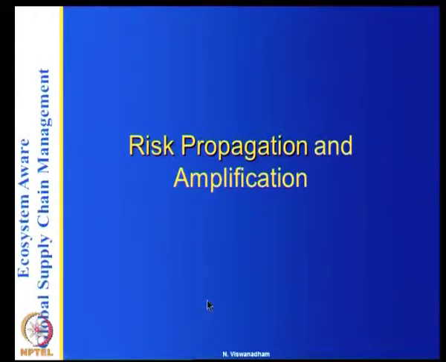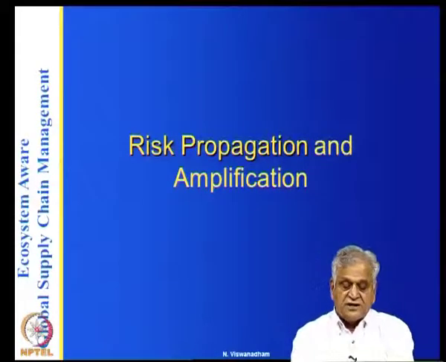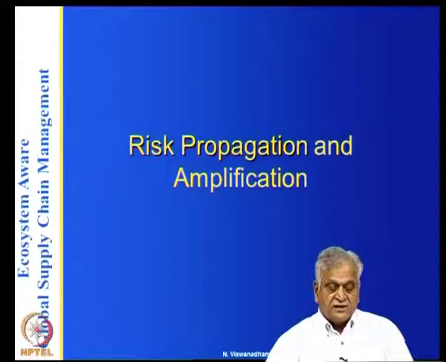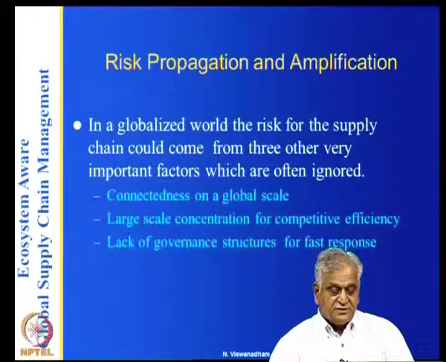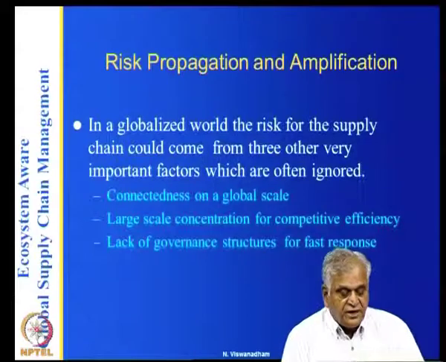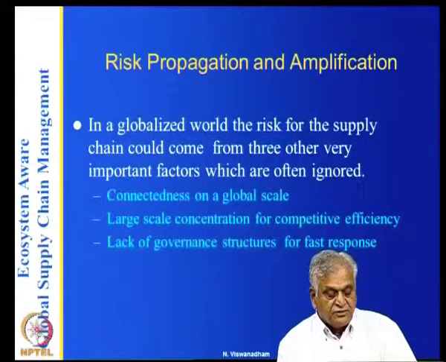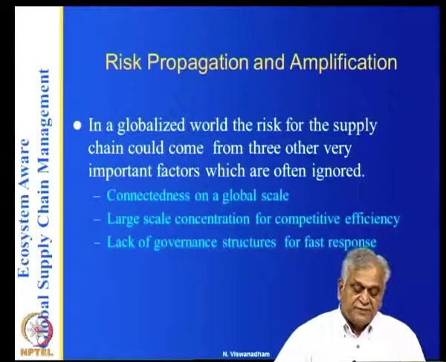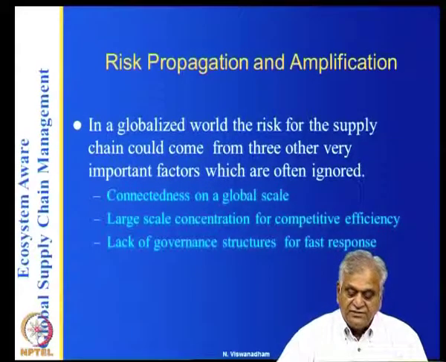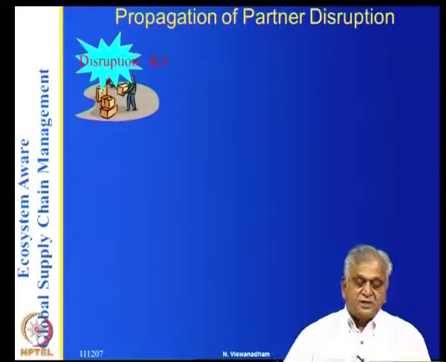So, what we have done so far is to consider all the risks. Now, let us look at how risks propagate. In a globalized world, the risk for the supply chain could come from three other very important factors which are often ignored: connectedness on a global scale, large scale concentration for competitive efficiency, and lack of governance for fast response. Let's look at a particular diagram.